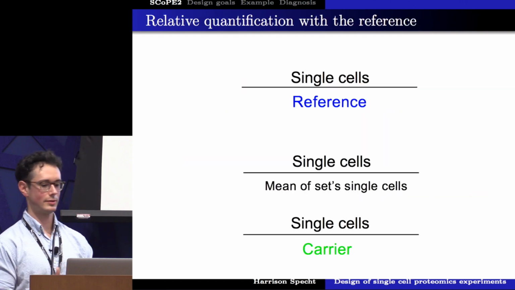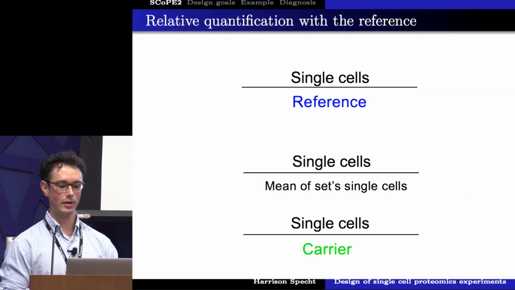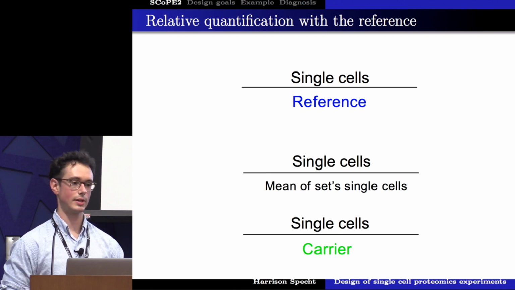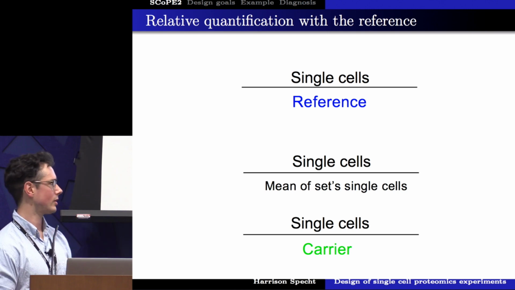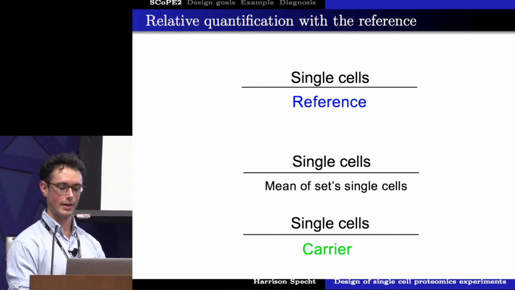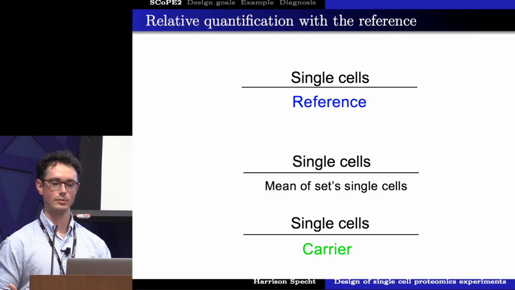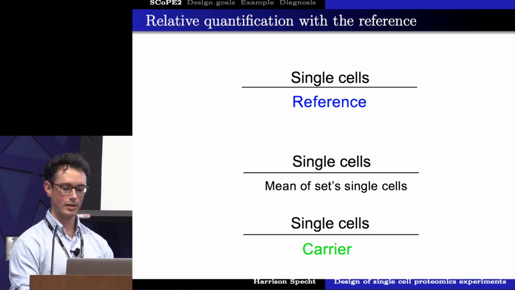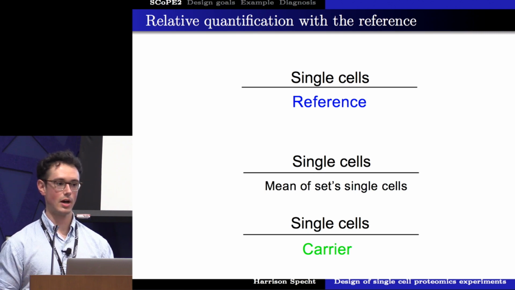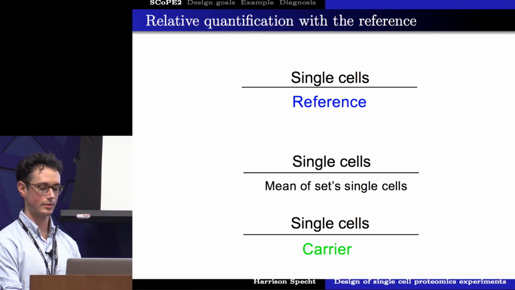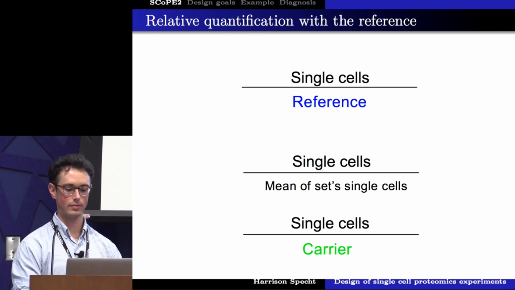So, to motivate the reference channel a little bit more, what would happen if we didn't use a reference channel? Let's say we do a large experiment. We have hundreds of SCoPE2 sets, and we have disparate cell populations. We randomly sorted them into our SCoPE sets. We could then think about using, as a consistent denominator for relative quantitation, the mean of the single cells in each set. That seems like it'd be similar to the reference channel.